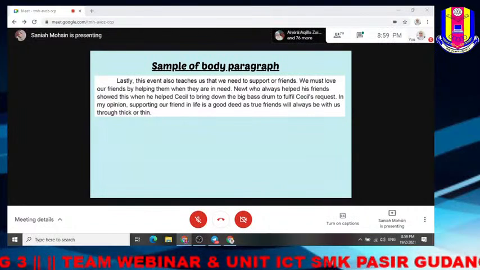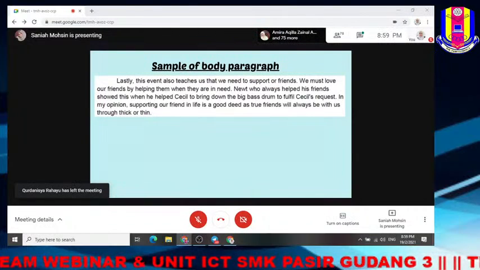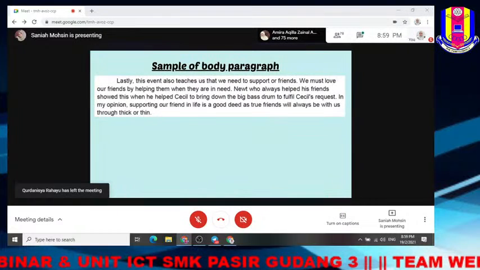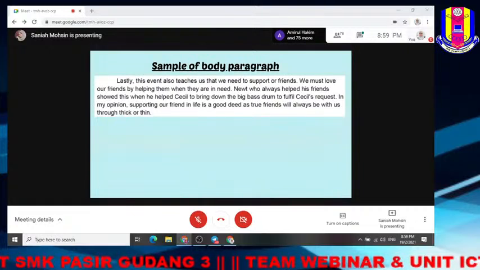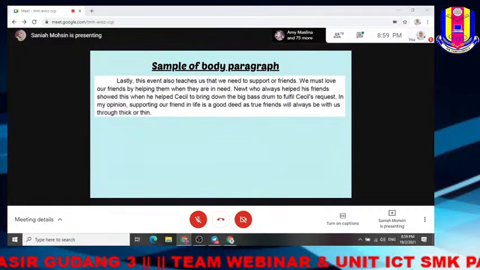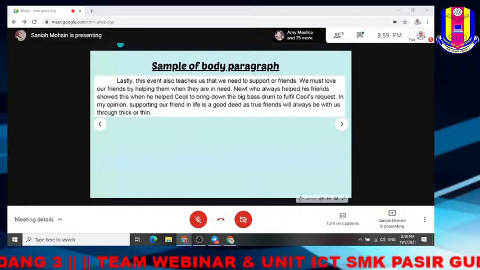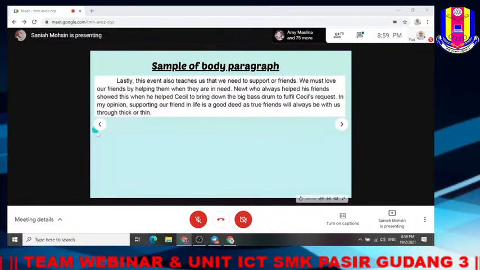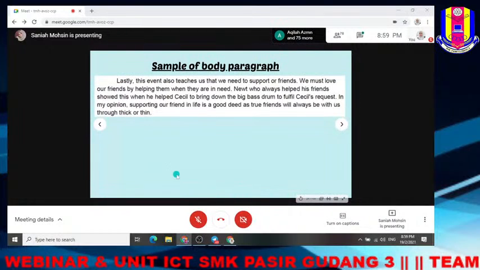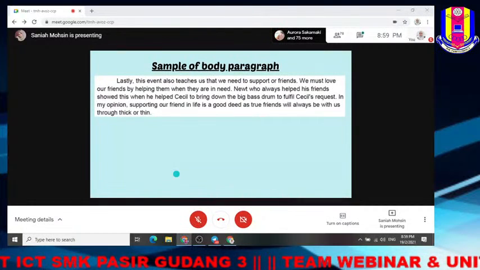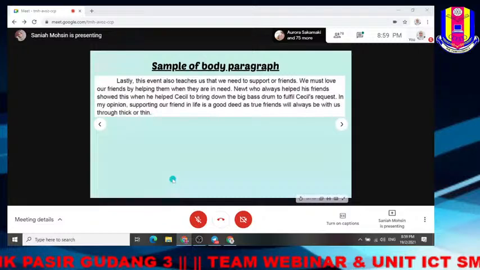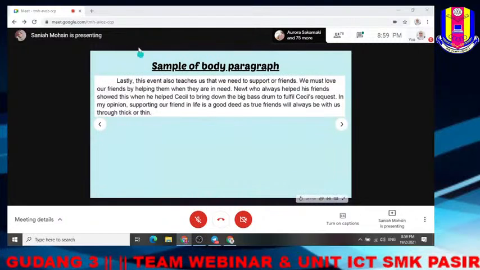Lastly, this event also teach us that we need to support our friends. We must love our friends by helping them when they are in need. Newt, who always help his friends, showed this when he helped Cecil to bring down the big bass drum to fulfill Cecil's request. In my opinion, supporting our friend in life is a good deed, as true friends will always be with us through thick or thin.